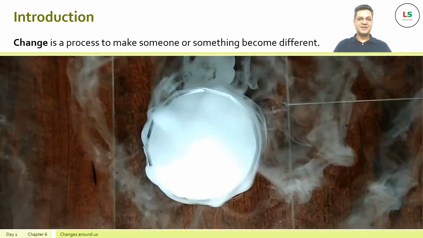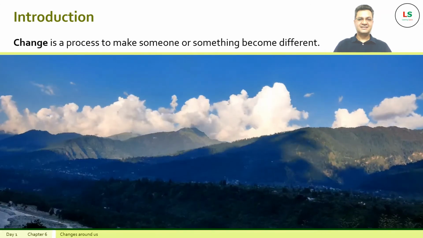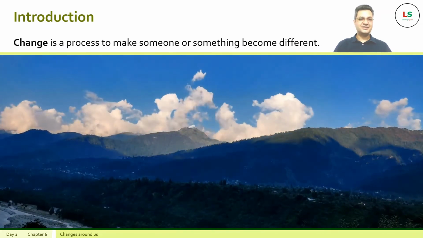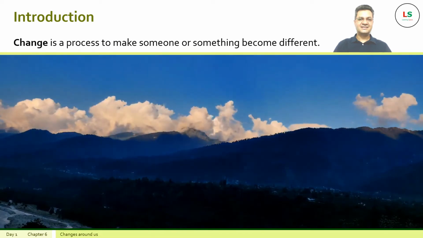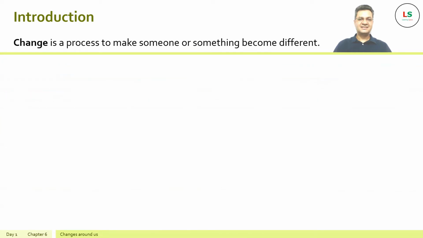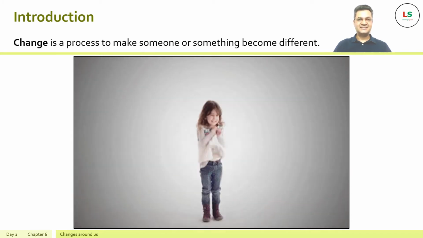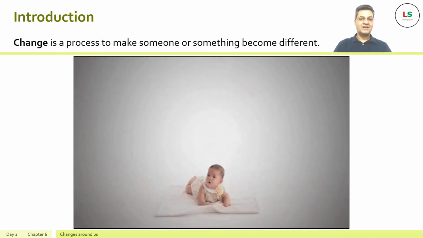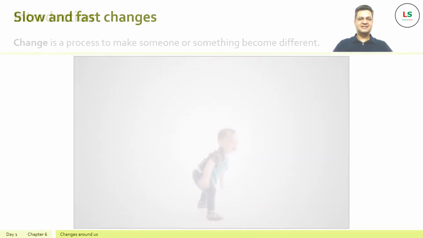Substances undergo sublimation. Chicks hatch from the eggs. Weather of a place changes with time. And we grow from a baby into an adult. These all are changes which we observe within and around us.